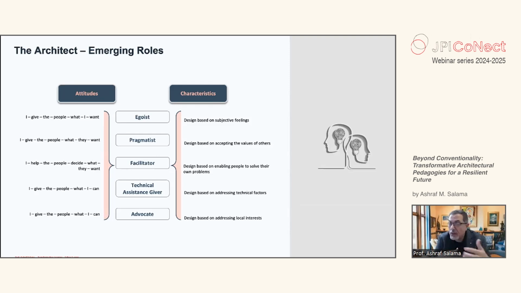And of course, we can go through the definitions of these, but they have attitudes. These role models have attitudes. The egoist says, I give the people what I want. The pragmatist, I give the people what they want. The technical assistant giver, I give the people what I can. But when we look at the facilitator and the advocate, they are different role models.